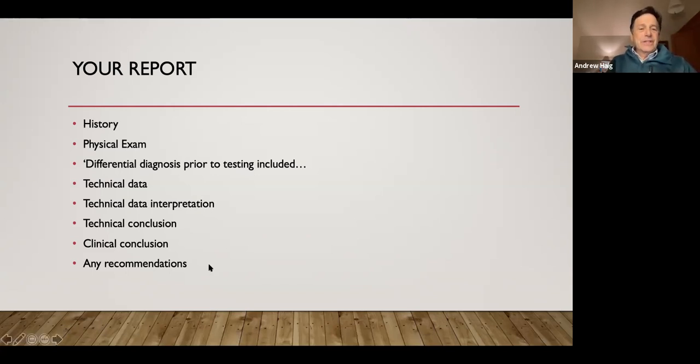So when you do a new EMG, you're going to do a history and a physical examination. You're going to think and say, what do I think it is? And it includes everything from this patient's crazy to they broke their wrist. It's not just nerves, okay? But you start from the head and move down. And as rookies, you might even write it out.